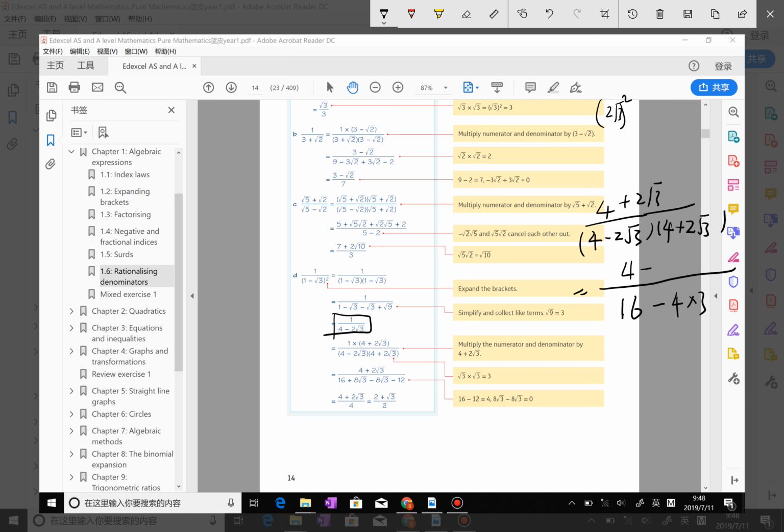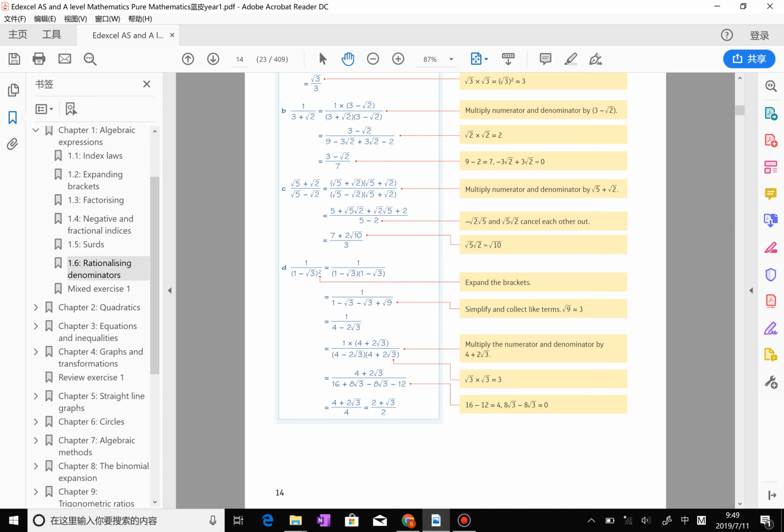Okay, so everyone pay attention. I made a really stupid mistake here. Hopefully you won't make any mistake. So here it should be 4. Then you could take a 2 out: 2 plus square root 3 over 2. This is the final answer instead of 5. Okay, I made a mistake.